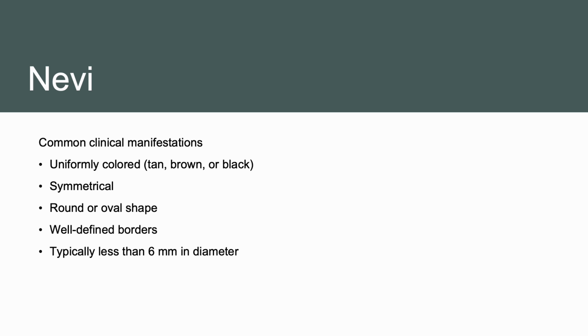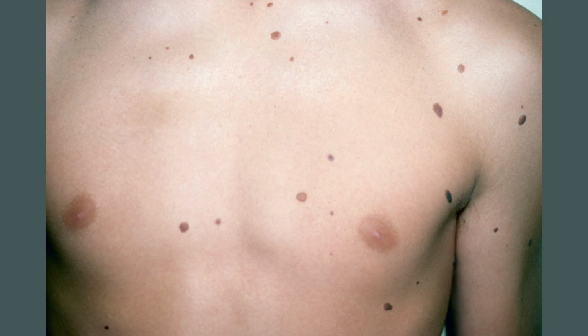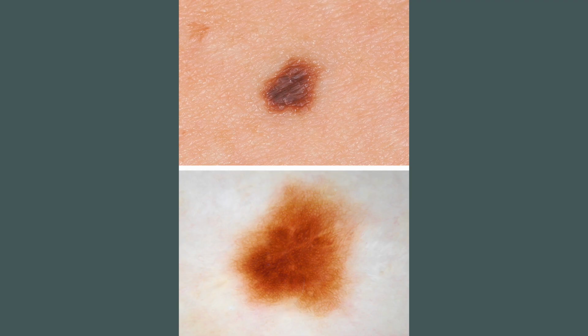Although not all benign nevi follow this, typically benign nevi have uniformly colored appearance. They're symmetrical, they're round or oval with well-defined borders, and small, less than 6 millimeters in diameter. Here's a patient with multiple benign nevi. This benign nevus, which is the singular for nevi, is a brown macule, centrally hyperpigmented. The bottom image is what it looks like with the dermatoscope, showing a uniform pigment network.